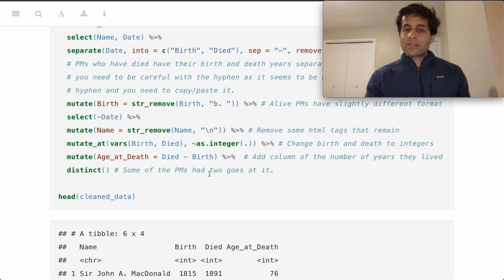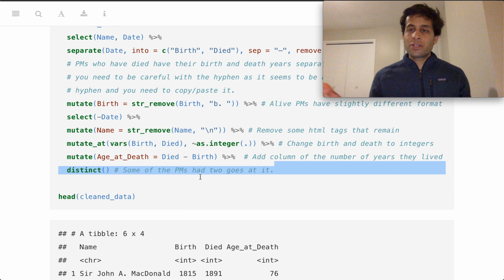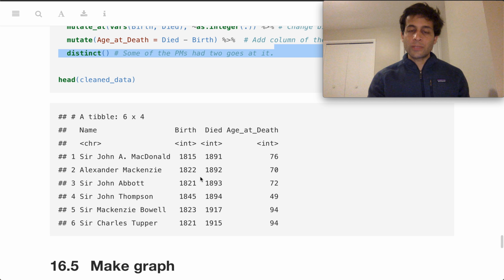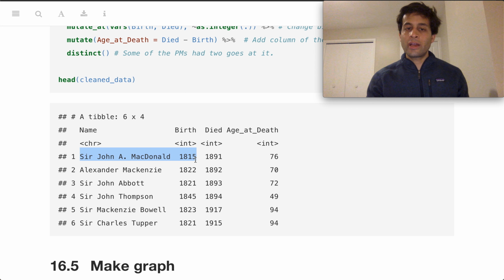Some of the prime ministers had a couple of goes at it, and so we just used distinct to ensure that we only get one entry for each prime minister. And so now the dataset's looking pretty good. So our first prime minister is Sir John A. Macdonald. He was born in 1815, he died in 1891, and he was 76.